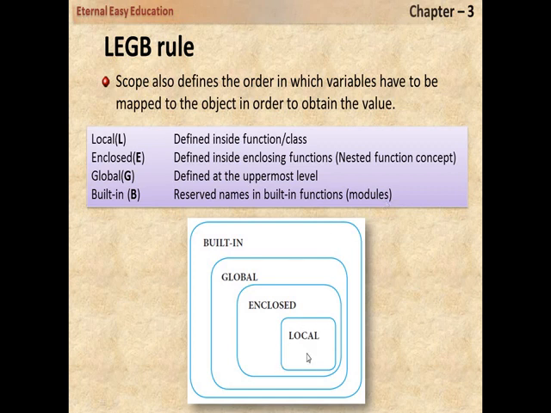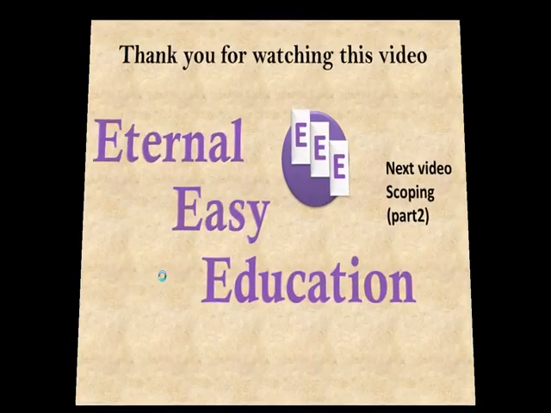Local is only within a function. Enclosed is a function that may have another function within it. Global is used by everything in a program. Built-in can be used in this program, and at the same time it can be used in another program on another page. That is built-in. We are going to see this in detail in the next video.